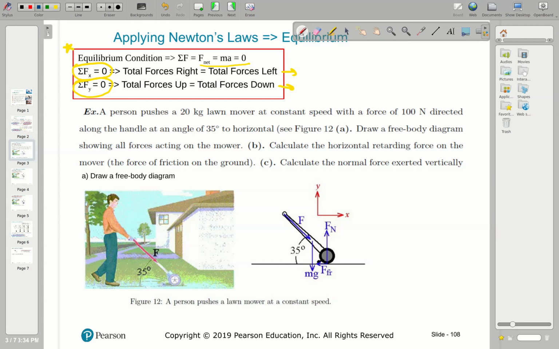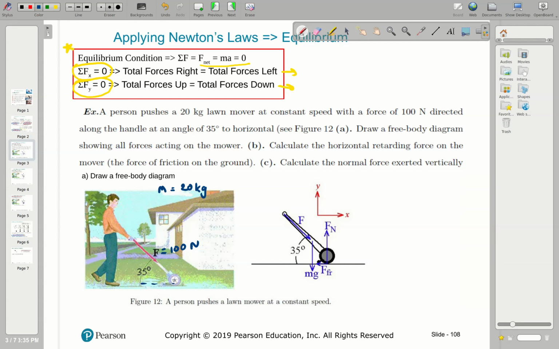First question we have here. A person is pushing a lawnmower, mowing his lawn, and the force he applies is 100 Newton. They already have an ugly picture for us here, so we are good. A person pushes a 20-kilogram lawnmower. So the lawnmower has a mass, I'm going to put it here, 20 kilogram, with a force of 100 Newton. We put this down already. And the handle is at an angle of 35 degrees.